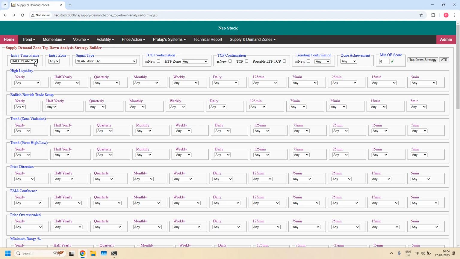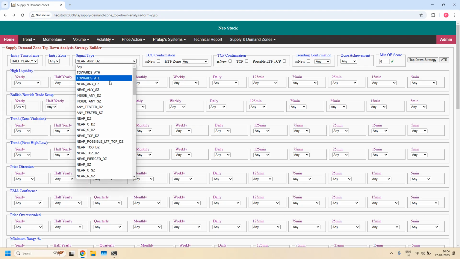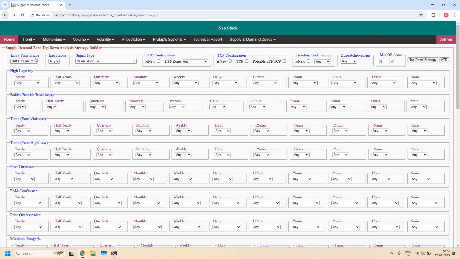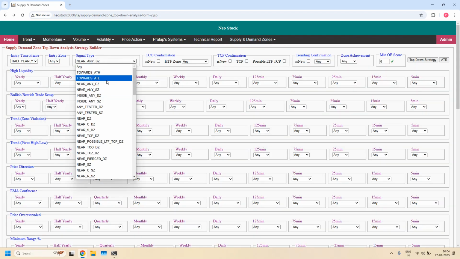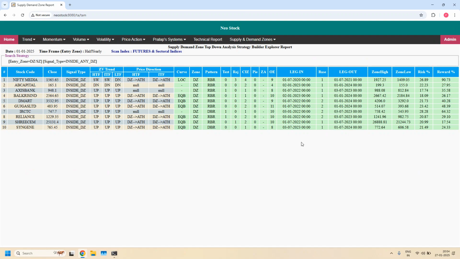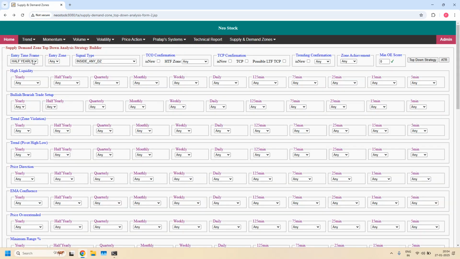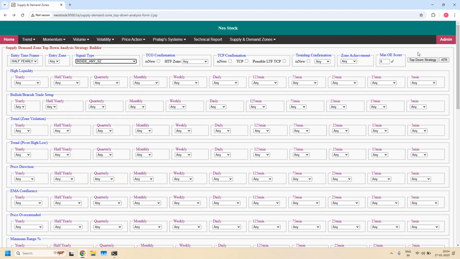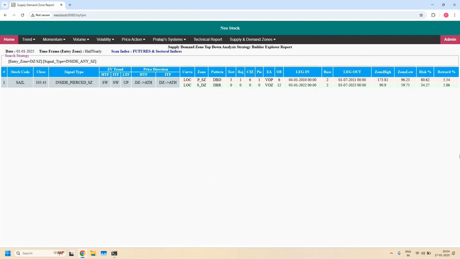Next half yearly time frame, stocks near half yearly supply zone, we got 1 stock. Next half yearly time frame, price closed inside the half yearly demand zone, we got 10 stocks. All these are all-time high half yearly demand zones. Next half yearly time frame, stocks where price closed inside half yearly supply zone, 1 stock is filtered.